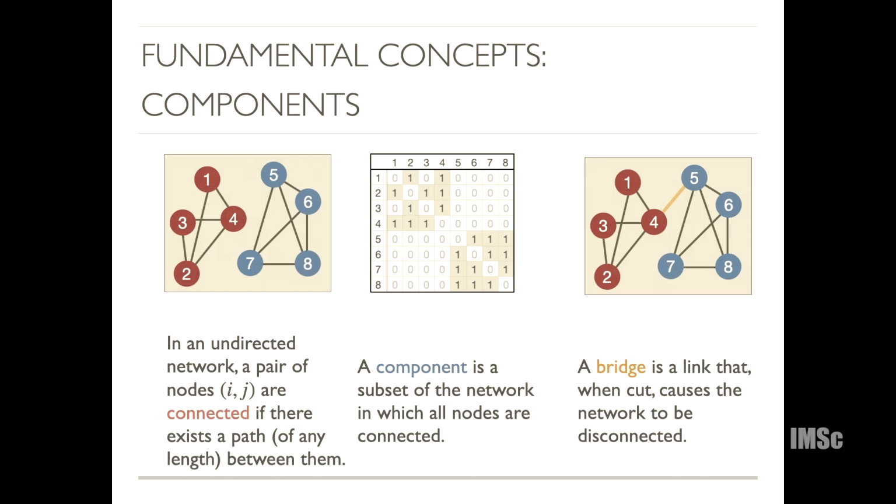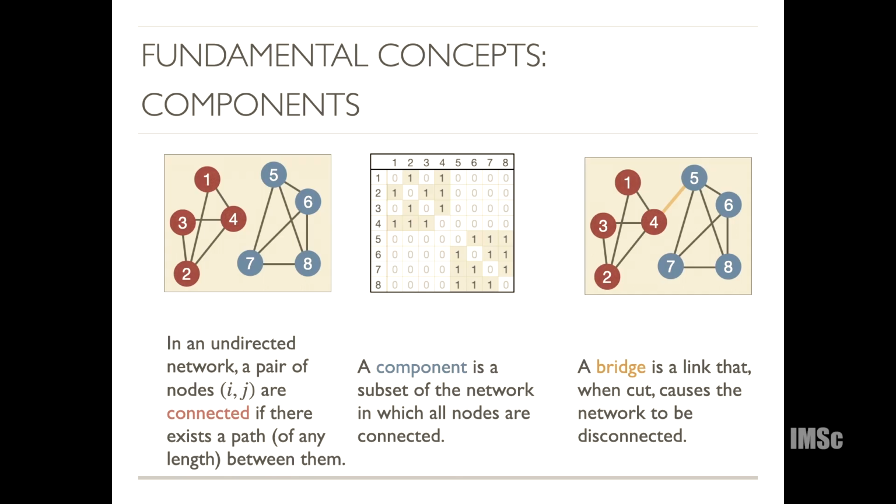In this case, we say that a pair of nodes are connected if there exists a path between them. So these 4 nodes, we say that they're connected. These are connected, but 4 and 6 are not connected. And so a component is basically a subset of a network in which all the nodes are connected. So this is one component, and this is another component of the network. Within a component, you can get from any node to another node within a finite number of steps, but not between components.